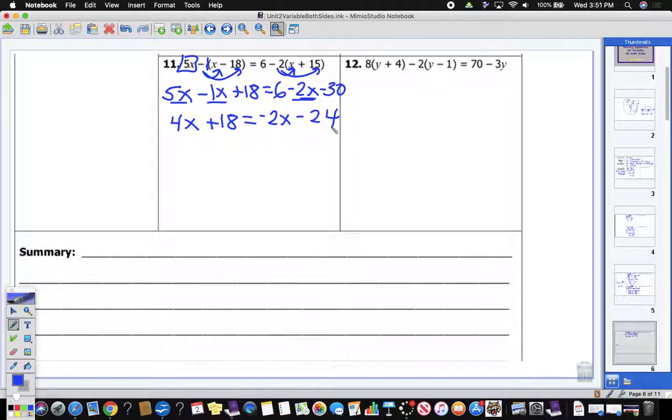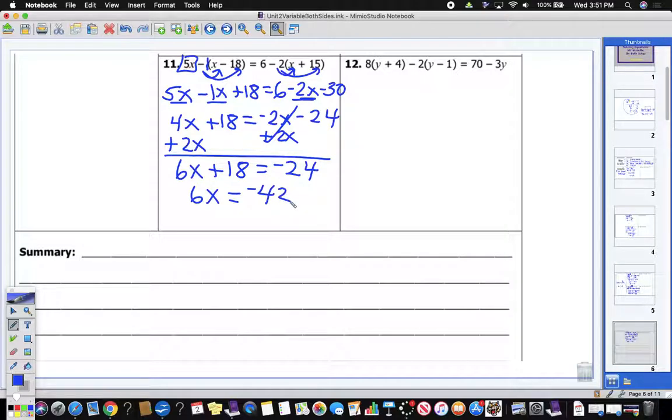Now we'll finish it off by picking on the small one to get all the x's on one side. Add 2x because a negative 2x plus 2x cancels. We do that over here. We have 6x plus 18 equals a negative 24. They're adding 18, so we'll subtract 18. Let's see, so we're going to subtract them, 24 and 18, 42, I guess. So we have a 6x equals a negative 42, right?